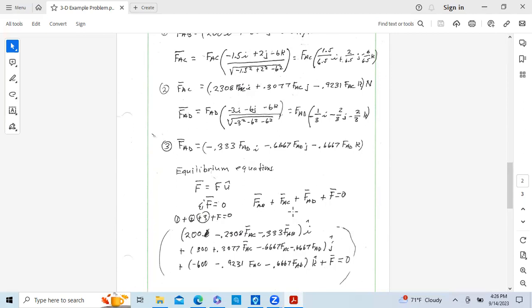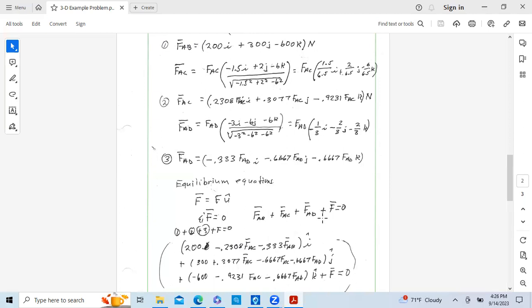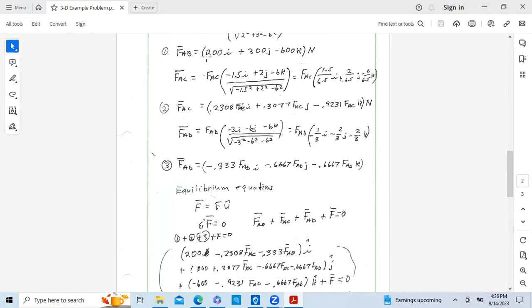And what I'm wanting to do is sum the I components in each of these. So in equation 1, the I component is 200. In equation 2, the I component in AC is 0.2308. And then the J component is 0.33308. Again, these are all minus.